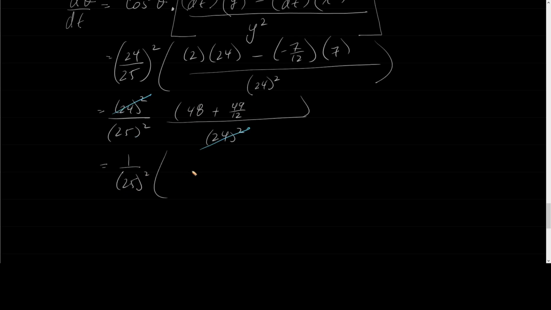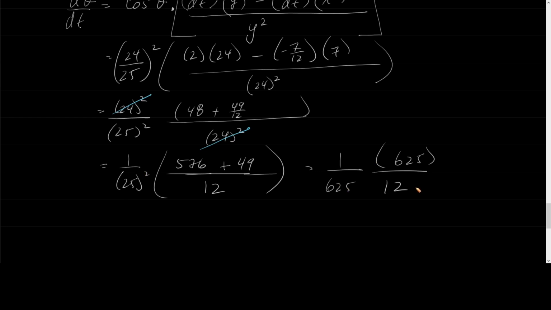And this other stuff, well, common denominator is 12. The second fraction is clearly just 49, right? The second numerator. But the first numerator, 48 times 12, that is 576. And then 576 plus 49 is 625, right? So what we end up with here is 1 over 25 squared, 625, numerator 625, and then all of this over 12. So at that point, these cancel out, so I end up with 1/12.